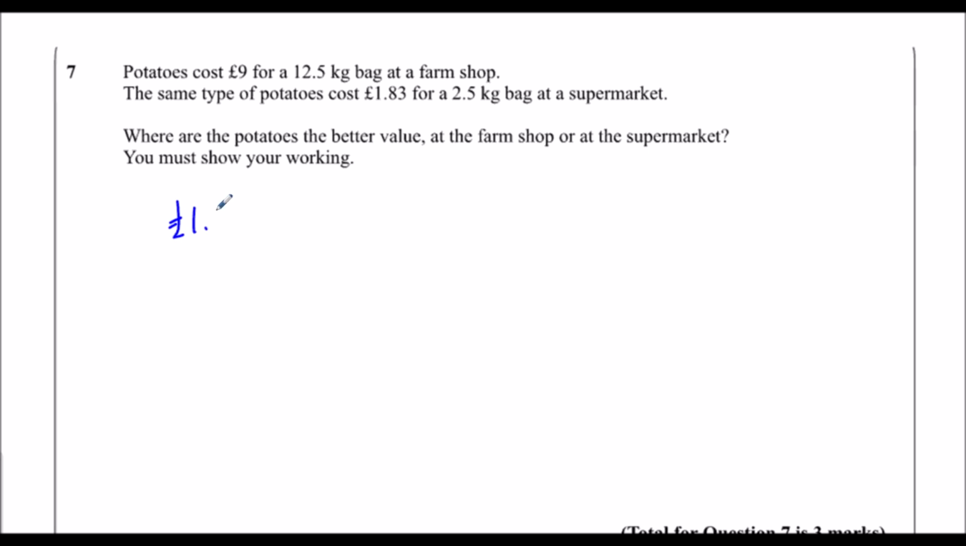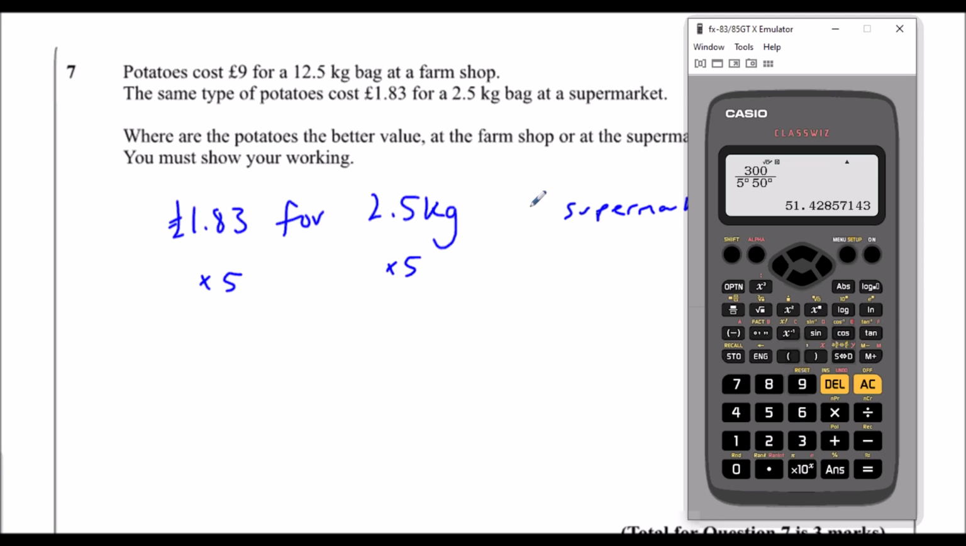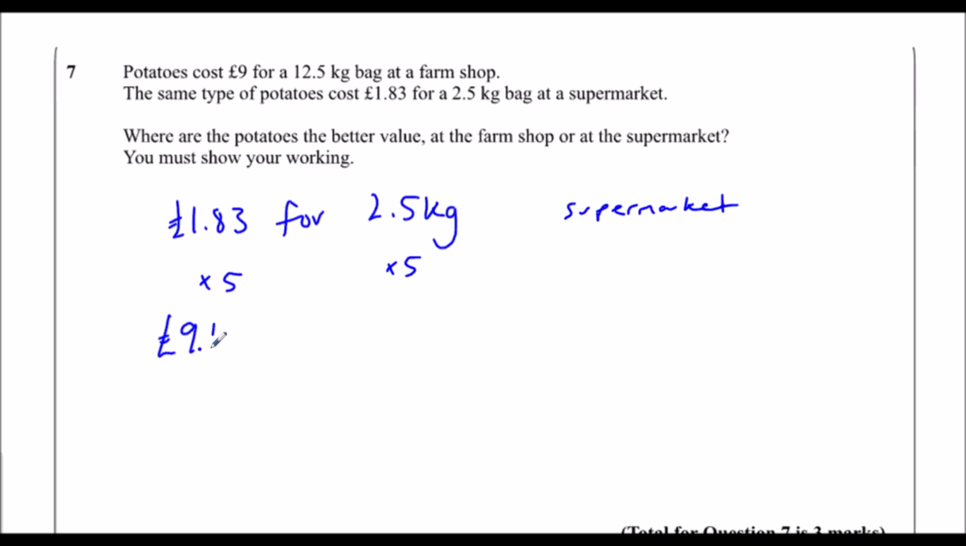So it's £1.83 for 2.5 kilograms at the supermarket. So if we times this by 5, we will find out how much it costs for 12.5 kilograms. So 1.83 times 5 is £9.15. So £9.15 for 12.5 kilograms. So that's the supermarket. At the farm shop, it was £9 for 12.5 kilograms. So the farm shop is better value.